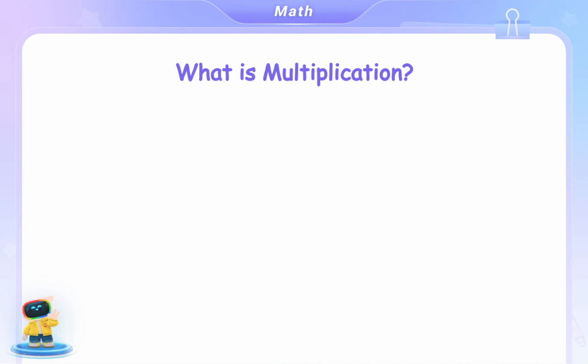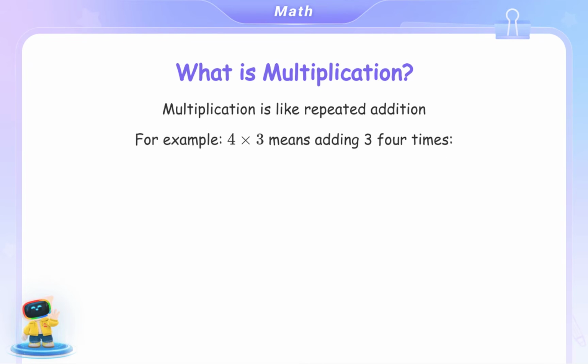What is multiplication? Multiplication is like repeated addition. For example, 4 times 3 means adding 3 4 times. 3 plus 3 plus 3 plus 3 equals 12.